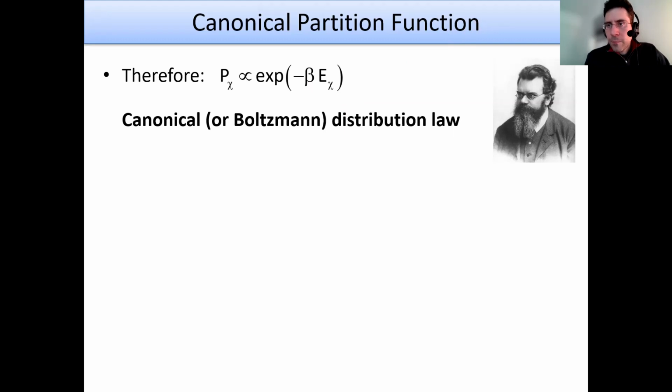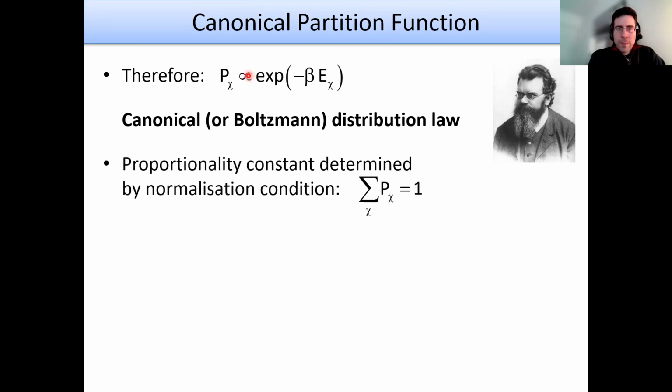So this equation was also named after Boltzmann, and it's called the canonical or Boltzmann distribution law. So you might have seen this before, but maybe without this kind of proof or this thought process. So hopefully this clarifies the way we reached this conclusion. Any questions before we move on? Yeah, looks clear.